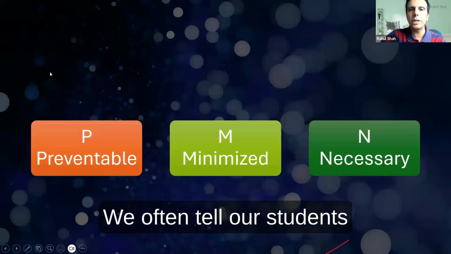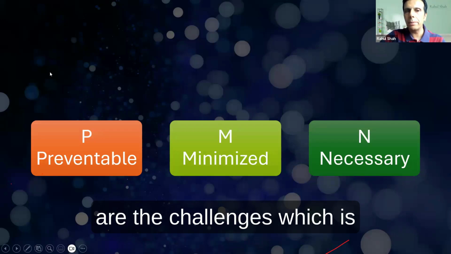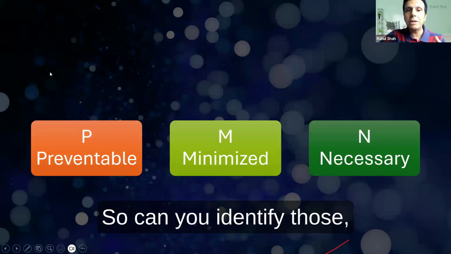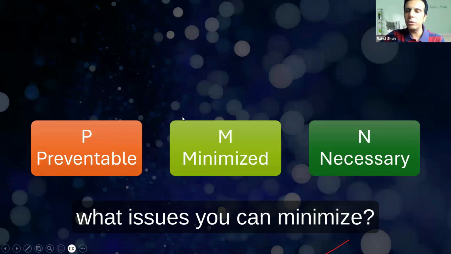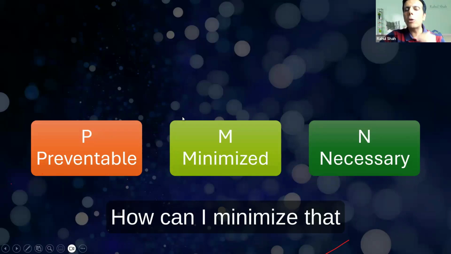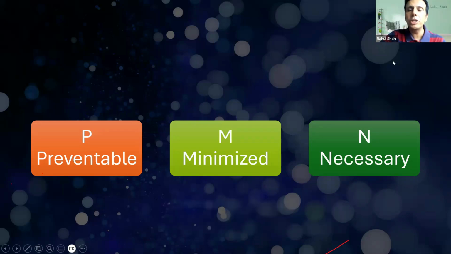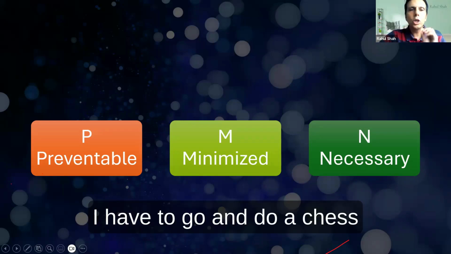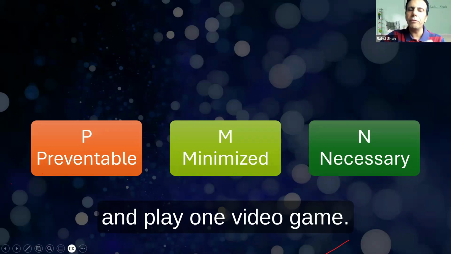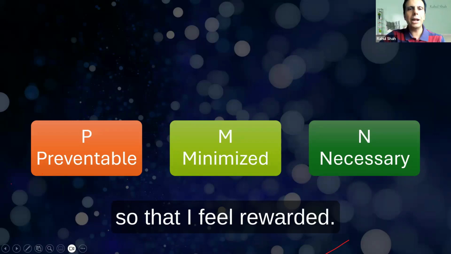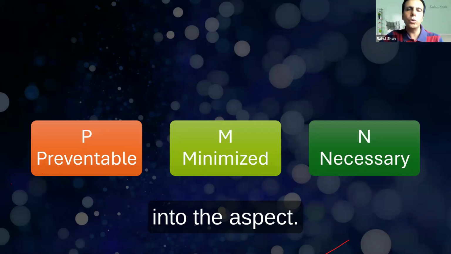We often tell our students, hey, what are the challenges which are coming, which are preventable? So can you identify those? What issues you can minimize? Okay, I get distracted very quickly. How can I minimize that? And some things which I believe are necessary. I have to go and do a chess game, or I have to go and play one video game. One video game I'm going to play so that I feel rewarded, and then I come back into the aspect.